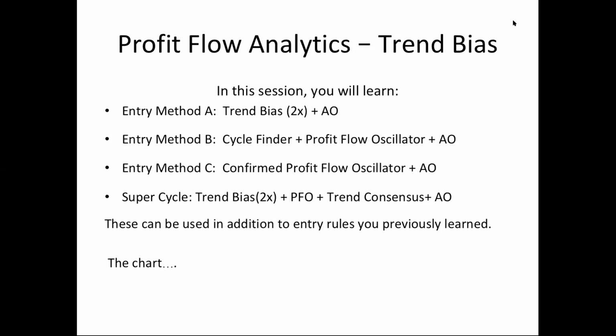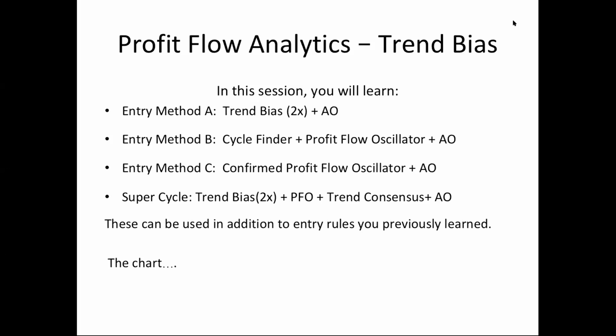Entry method B is triggered off of the profit flow oscillator. But what we want in order for that to be a valid entry is we want a cycle finder to have printed prior to the profit flow oscillator printing, and that there is no reversal or conflict that prints in between the print of the cycle finder and the print of the oscillator.